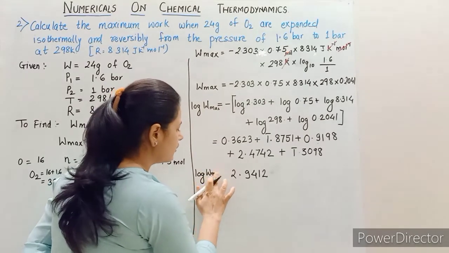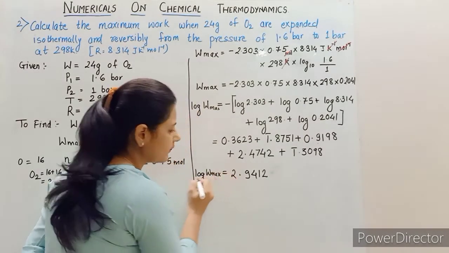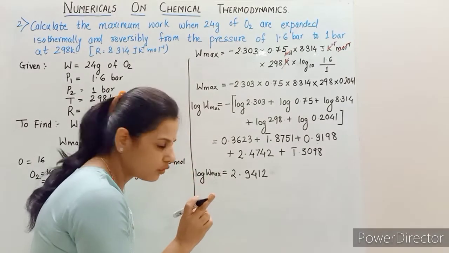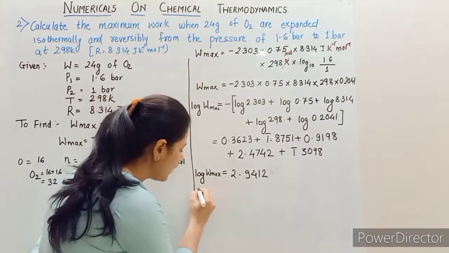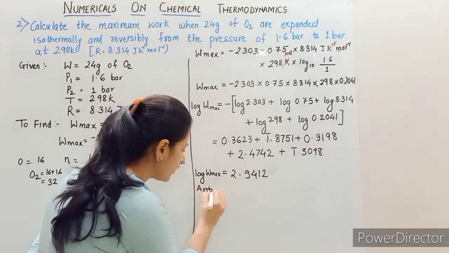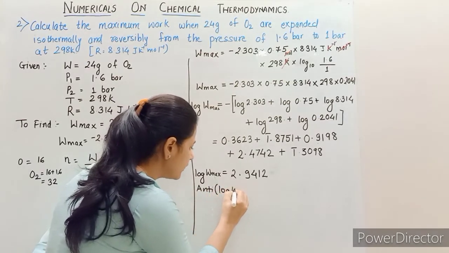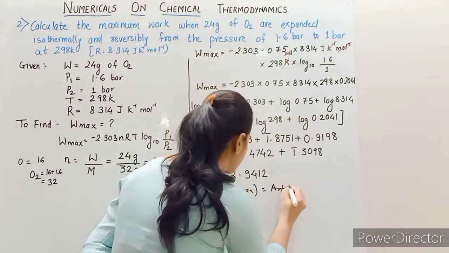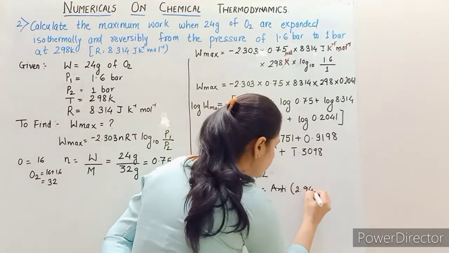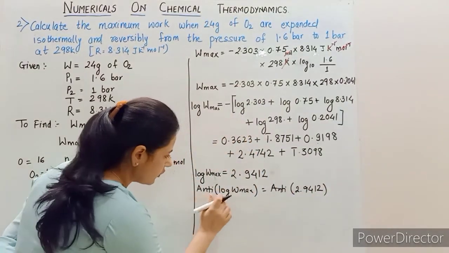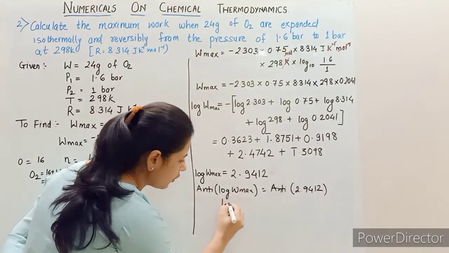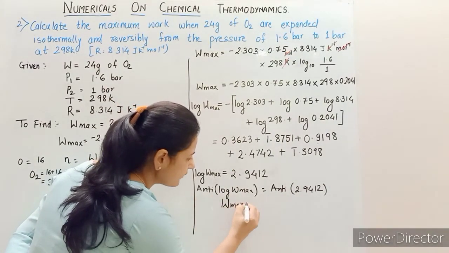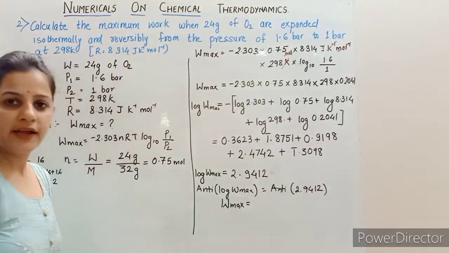Okay, log of Wmax. But we don't want log, we want only Wmax. So we are going to multiply it with antilog. So antilog of log of Wmax will be equals to antilog of 2.9412. Okay, so antilog into log is 1, so Wmax will be equals to antilog of 2.9412.